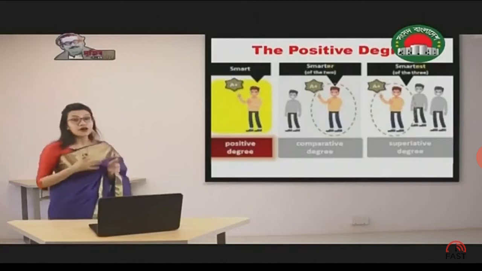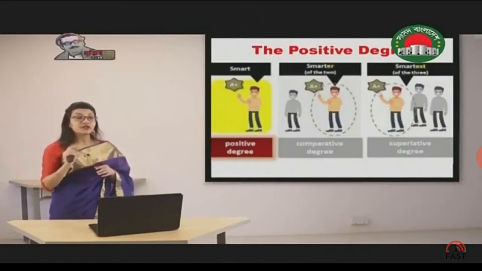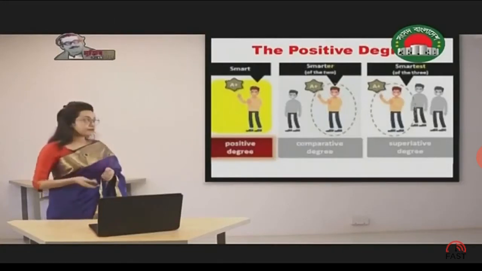So he is the smartest of the three. That means this person has been compared with others, and for this reason he has been described as the smartest of the three. So this is an example of superlative degree.